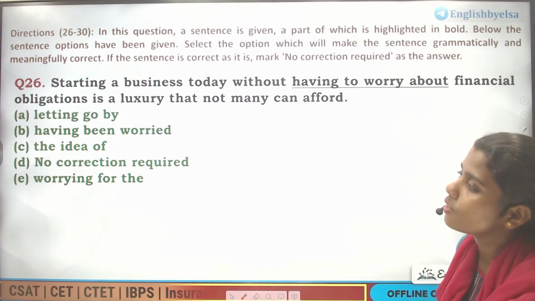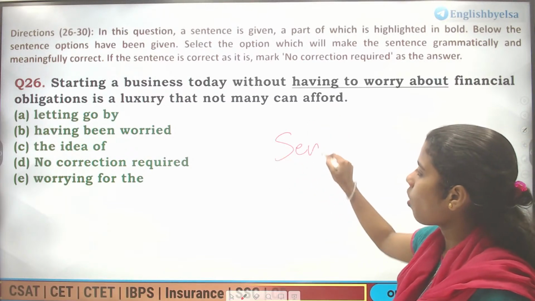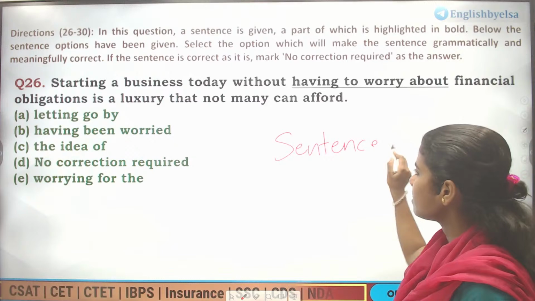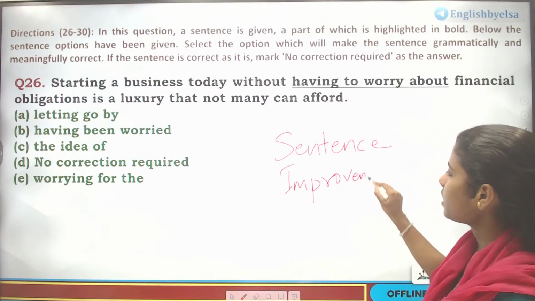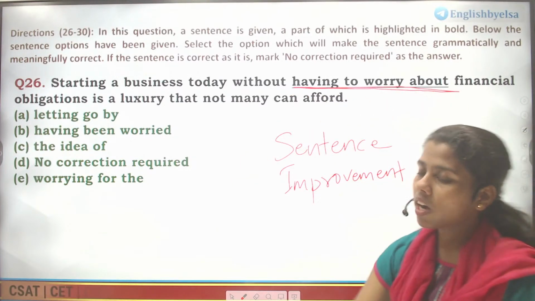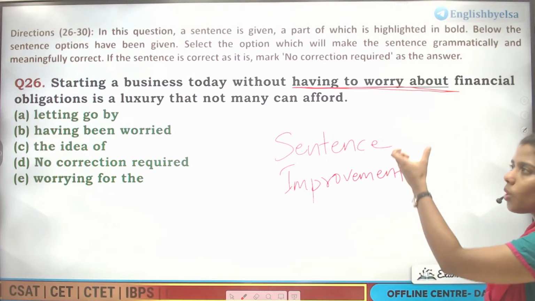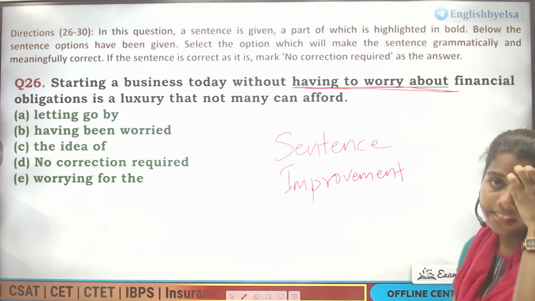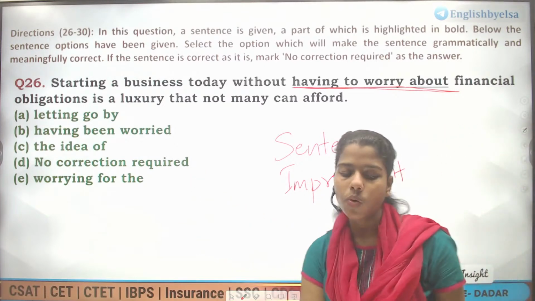What do I understand from this is, it is a question set of sentence improvement. These types of questions are called sentence improvement. That means a part of the sentence will be incorrect. You have to find what has to be replaced in that place. If the given sentence is correct, your answer will go to no correction required.